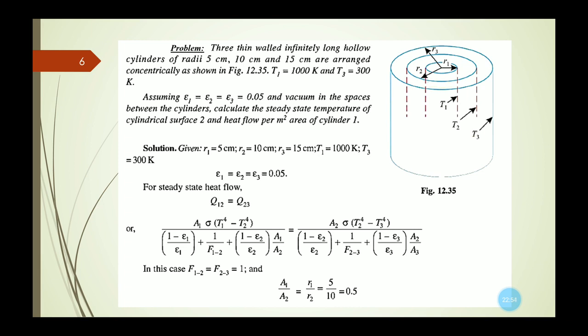So considering the cylindrical surfaces and the different factors, the view factors and other factors we have studied earlier and whose formulas we have seen, we have used those formulas here. One table we have seen earlier gave the formulas of the different factors for different shapes. So we have used the formula here. Now in this case F12 equals F23 equals 1.